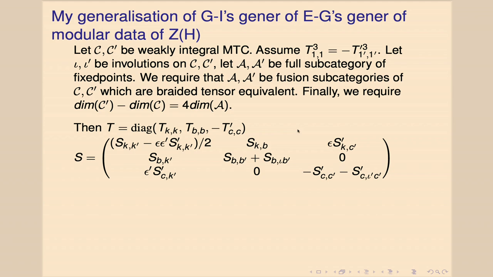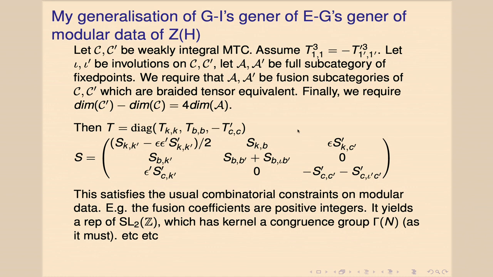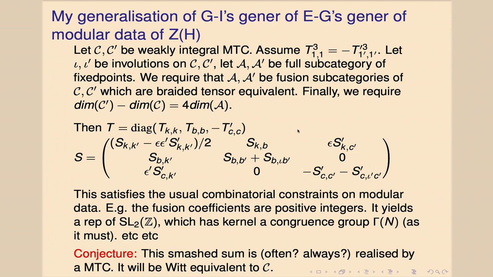And so you can run through all of the obvious tests. For example, the fusion coefficients are positive integers. You can use Verlinde's formula to calculate fusion coefficients. You have to get a representation of SL2Z, which you get. It has to have a congruence group in the kernel, which it always has, et cetera. So this is something that lives on the bottom level of that tower, and I'm conjecturing that it lifts to the middle level.